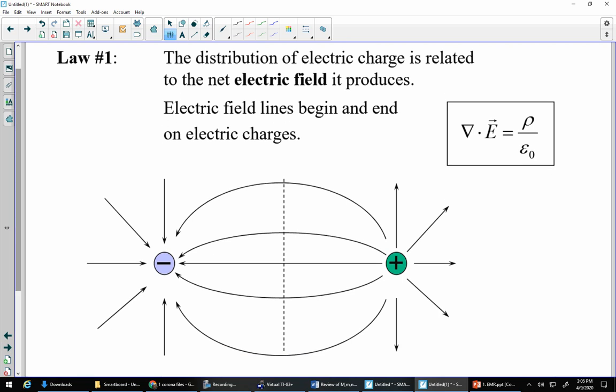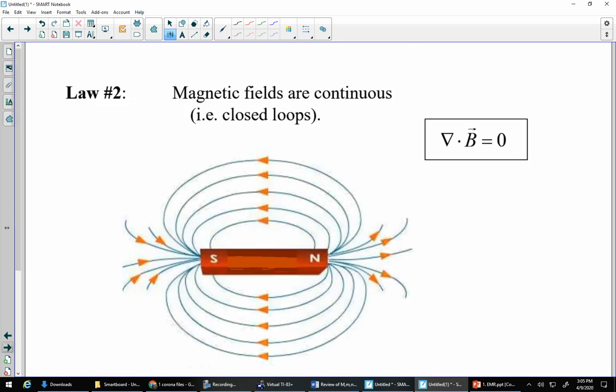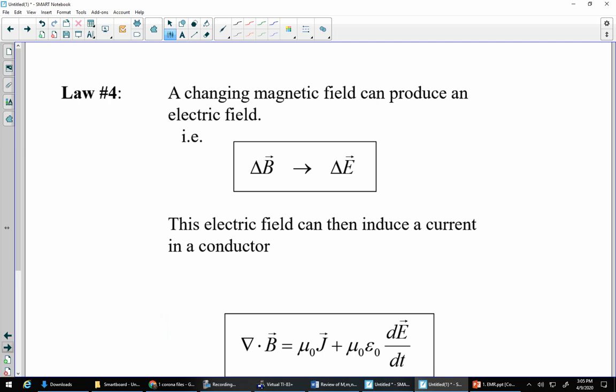So the distribution of electric charge is related to the net electric field it produces. Yeah, totally. The electric field begins and ends on point charges. We've already talked about that. You don't really need to know the formula that describes this for this course, but we know that electric fields begin and end on point charges. Cool. We know the diagram. We know that magnetic fields are continuous loops, closed loops, right? We learned that in unit 3. So from the north, they loop around and they close on the south. Again, you don't really need to know the formulas that deal with this.